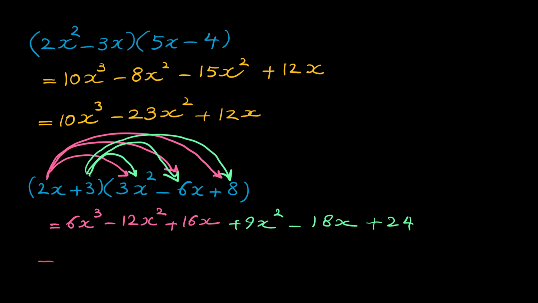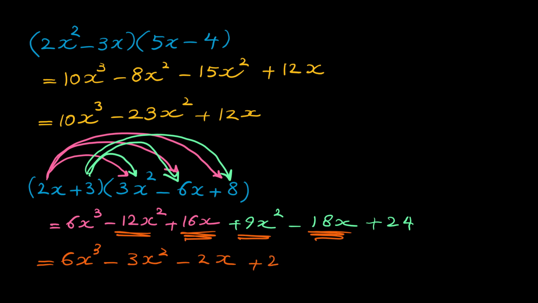Now we simplify this answer. We have 6x to the 3. This term and this term are like terms. Negative 12x to the 2 plus 9x to the 2 is negative 3x to the 2. 16x minus 18x is negative 2x, plus 24, which is the constant term. And this is the answer of multiplying a binomial by a trinomial.